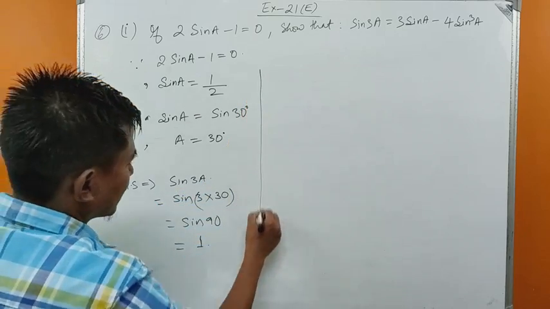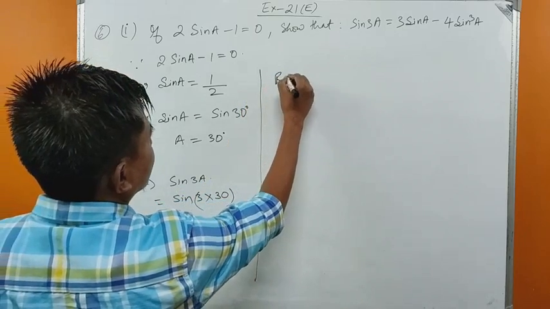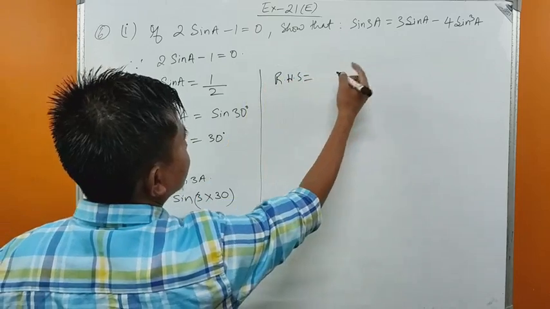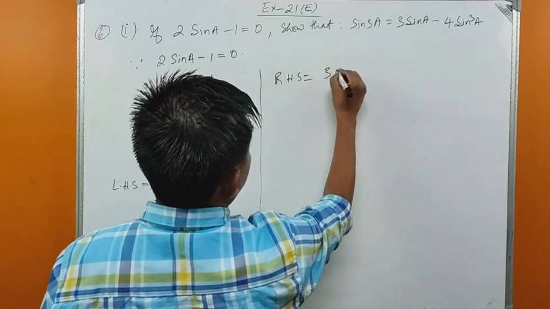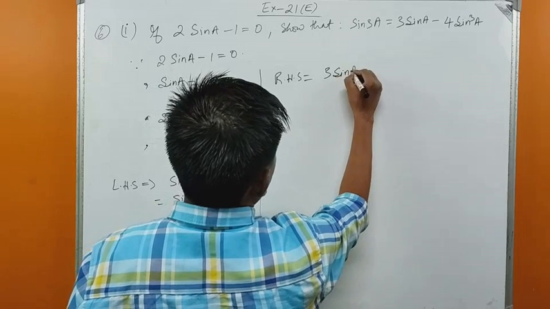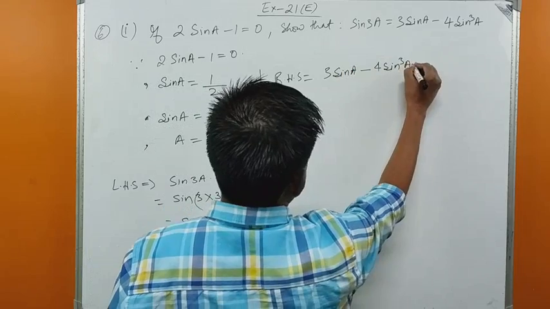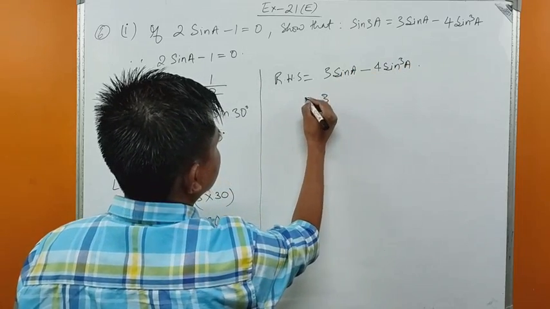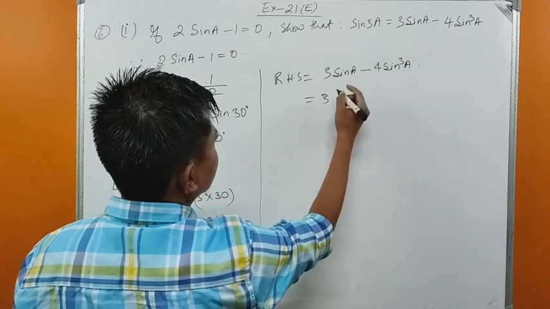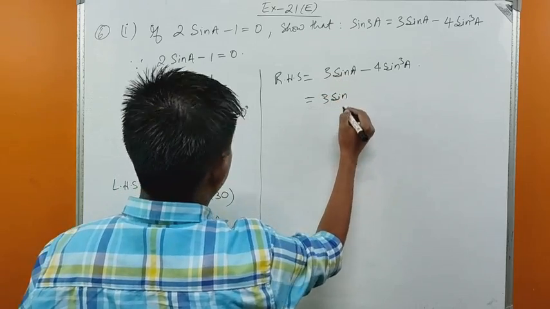Now let's check out the RHS. Right hand side we have 3 sin A minus 4 sin cube A, isn't it? So 3, what is the value of sin A? Sin A is 30 degree.